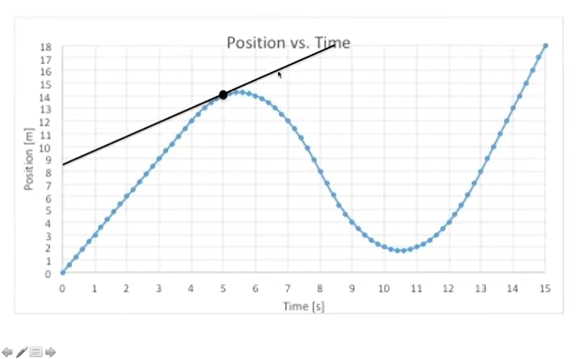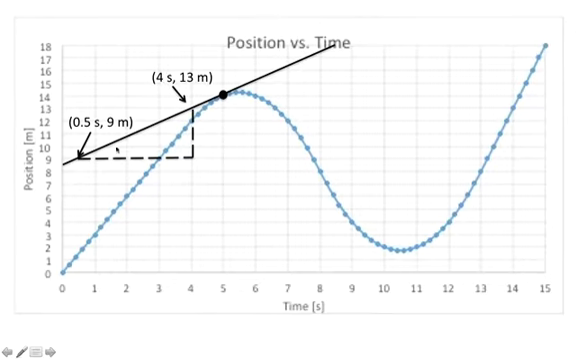Once you have identified that line and drawn that line in, then you have to find the slope of that line. So you pick 2 points on the line that are good points where you can identify exactly the location. So I picked a point right here at 0.5 seconds and 9 meters, and then I picked another point up here, which is the 4-second mark and the 13-meter mark.